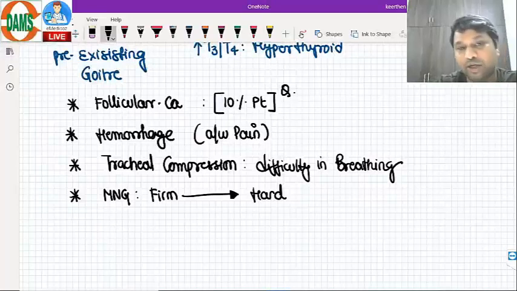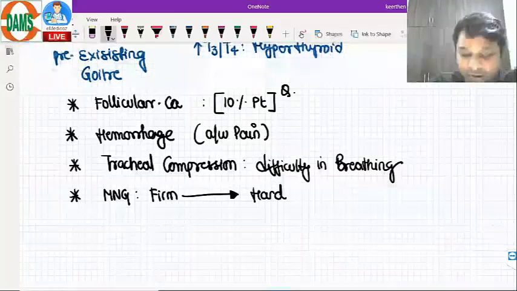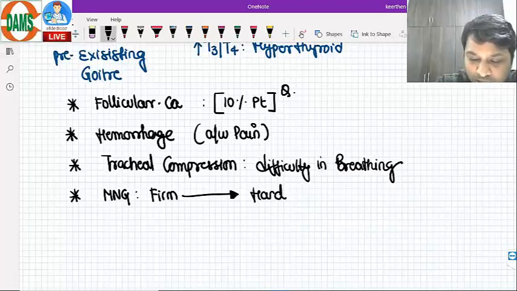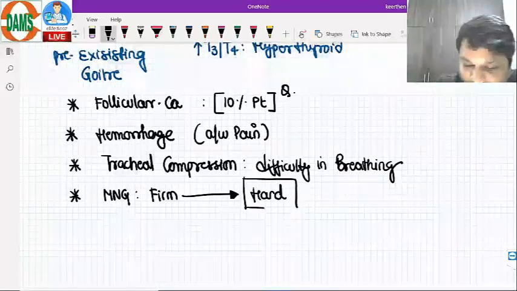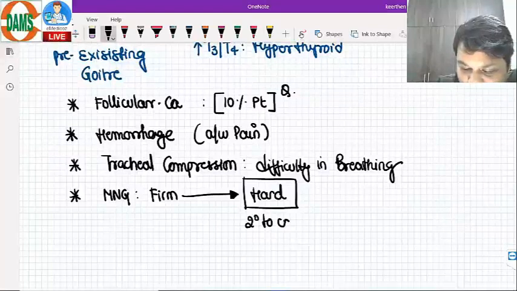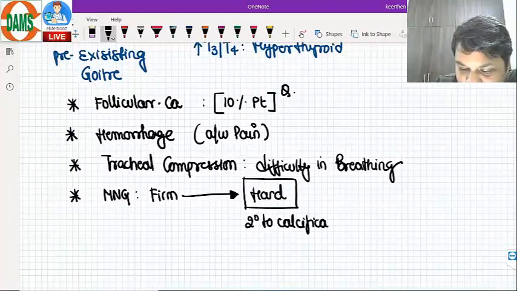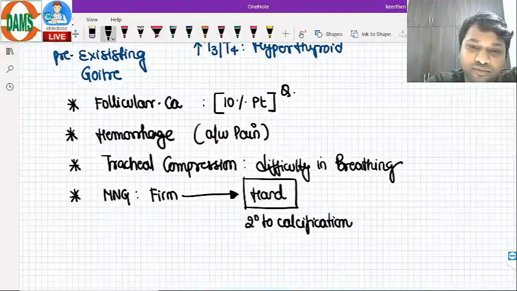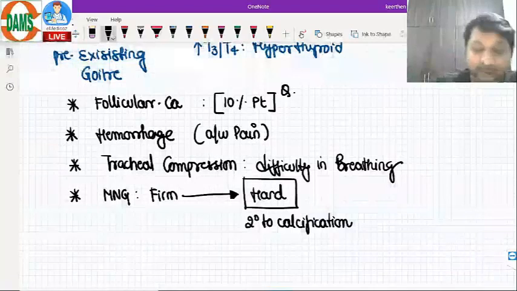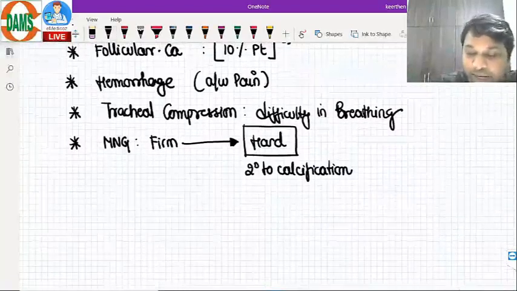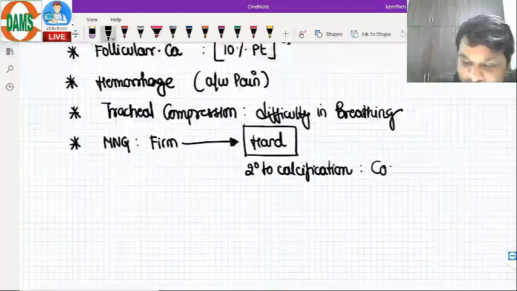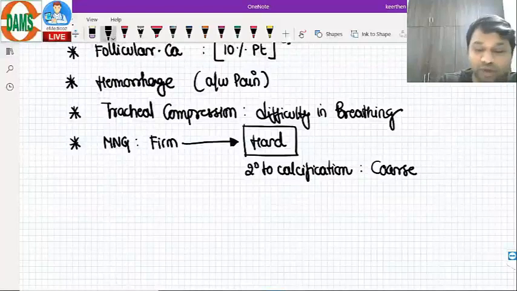So if a multinodular goiter which was initially firm has later converted into hard, this hardness is usually secondary to calcification. Remember, the pattern of calcification in a multinodular goiter, a benign condition, is going to be coarse.